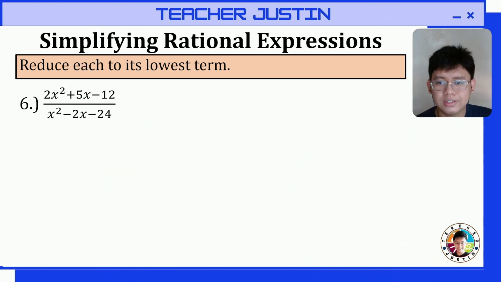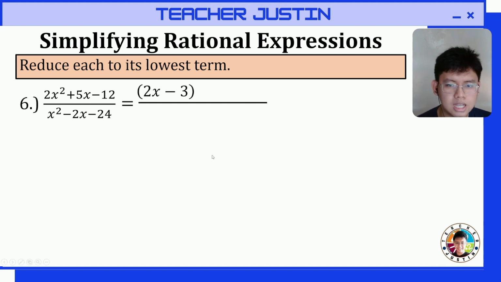Okay, let's simplify this rational expression. 2x squared plus 5x minus 12 all over x squared minus 2x minus 24. So, para ma-simplify natin tong rational expression na to, we have to factor our numerator and denominator. So, let's start factoring our numerator and denominator. Okay, so simulan muna natin i-factor si numerator. So, yung numerator natin, pwede natin siyang i-factor using factoring quadratic trinomial case number 2. So, si 2x squared plus 5x minus 12 will have a factor of 2x minus 3 times x plus 4.